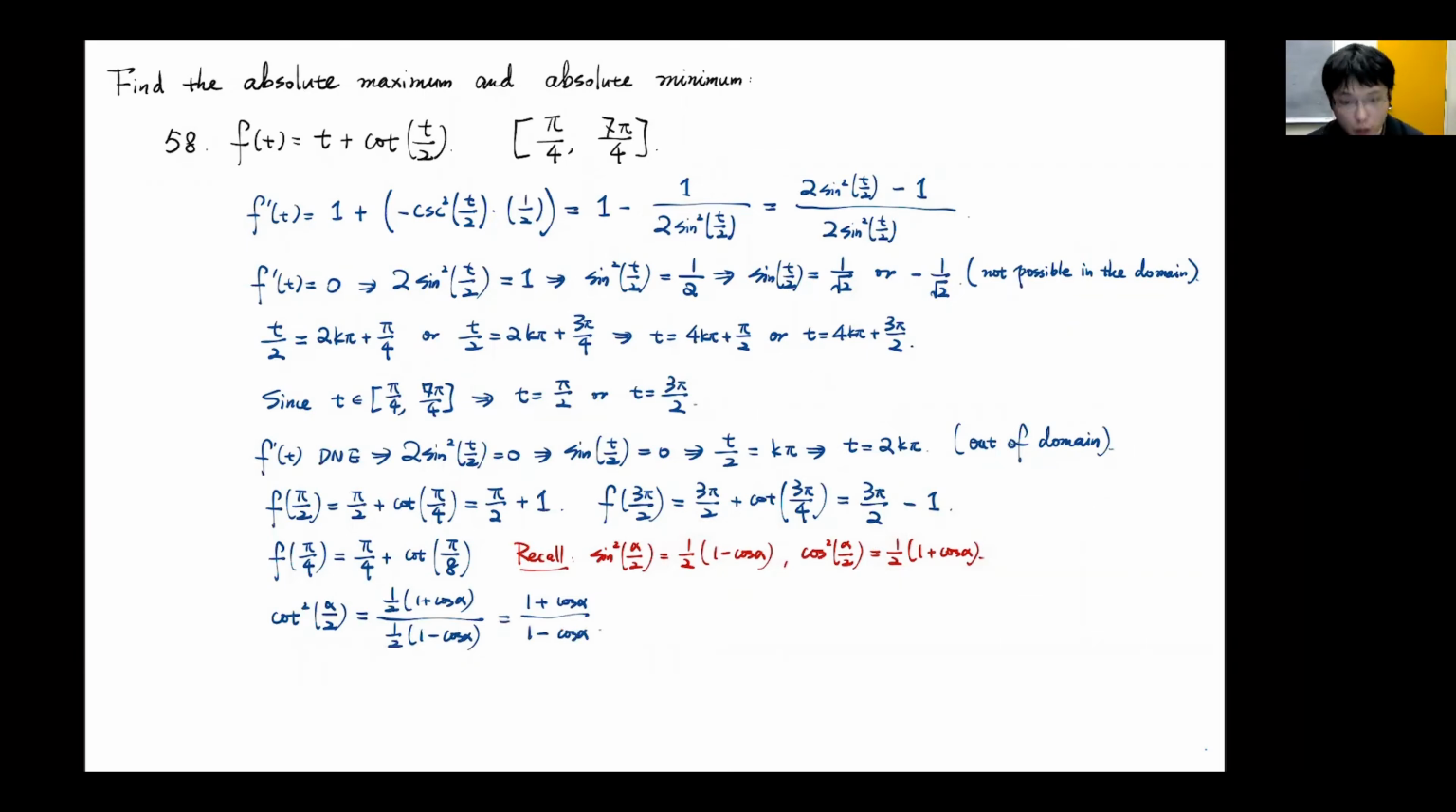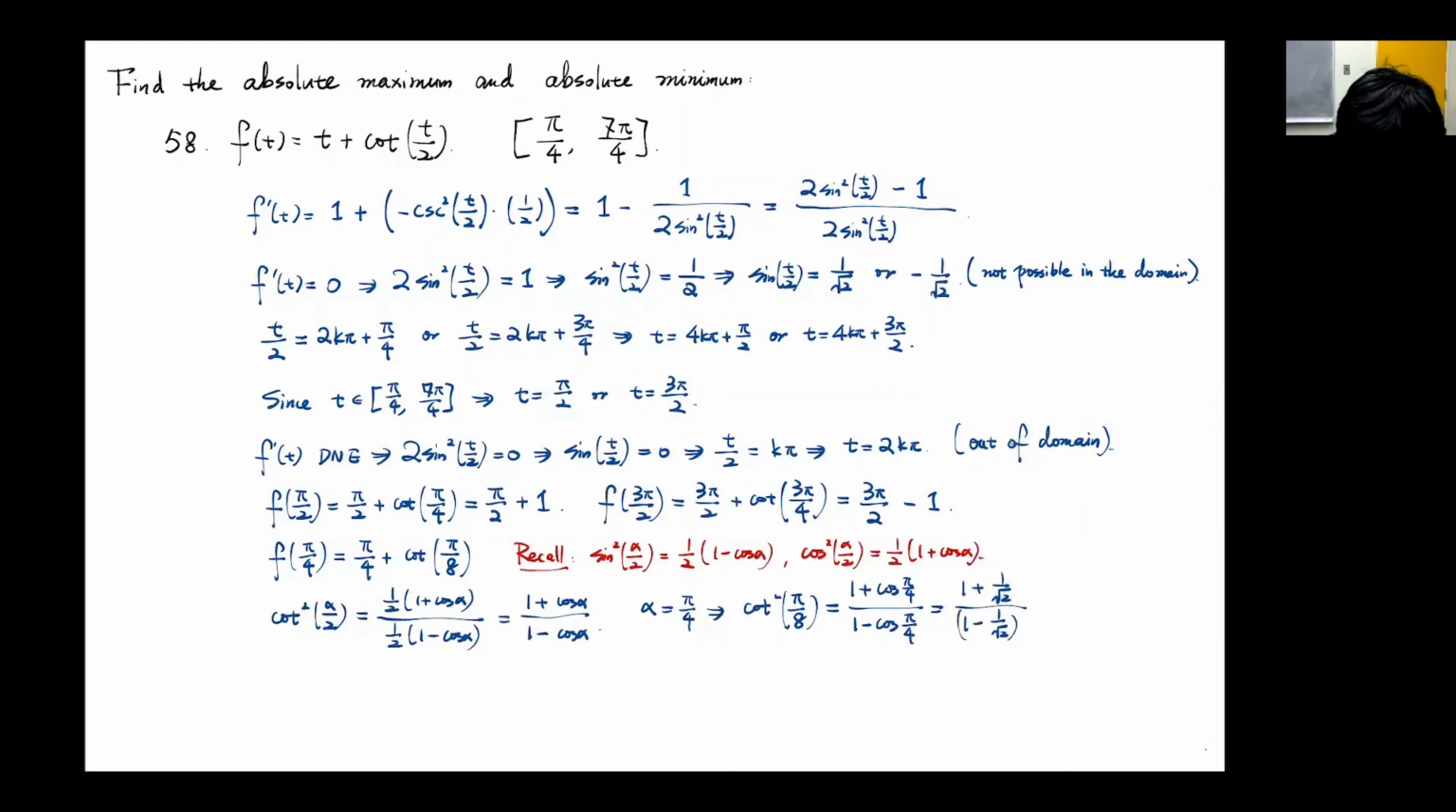And now let's actually plug in alpha equals pi over 4. If we plug in alpha equals pi over 4, then what we get is cotangent squared of pi over 8, which is equal to (1 plus cosine of pi over 4) divided by (1 minus cosine of pi over 4). All right, so cosine of pi over 4 is 1 over root 2. So that will be (1 plus 1 over root 2) divided by (1 minus 1 over root 2).